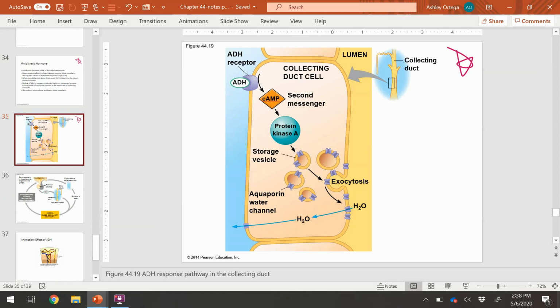The ADH receptor on the collecting duct cell of the nephron is going to, when bound with ADH, trigger a cascade reaction that will then put these aquaporin proteins onto the cell surface of the lumen and of the kidney cell on the other side. And so it's going to be taking water in from the filtrate from that kidney tubule into the kidney cells. And so that's going to help bring water back into the body.